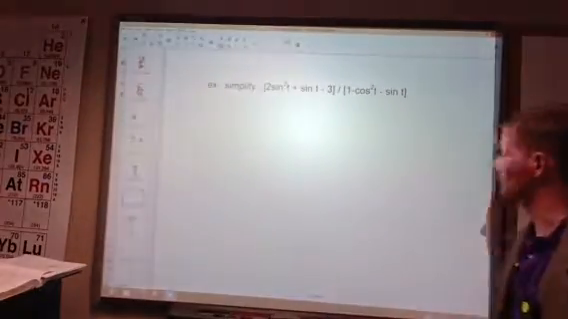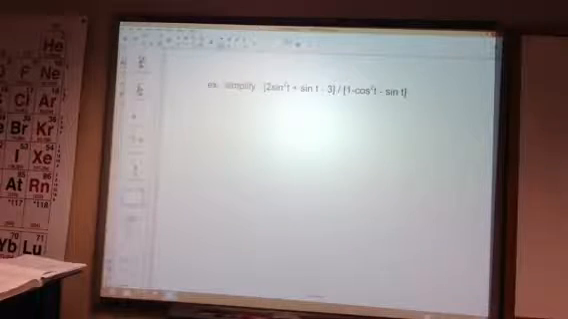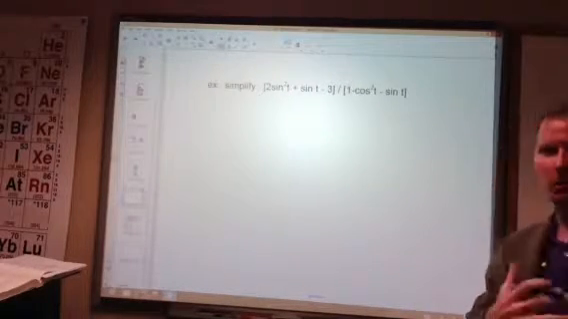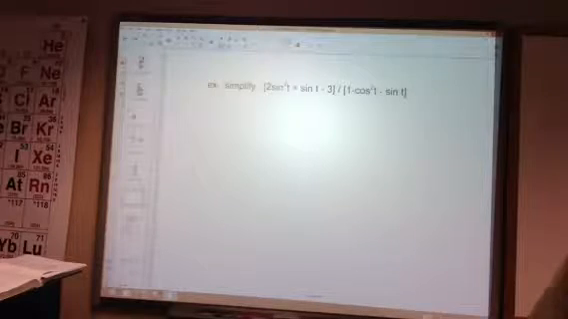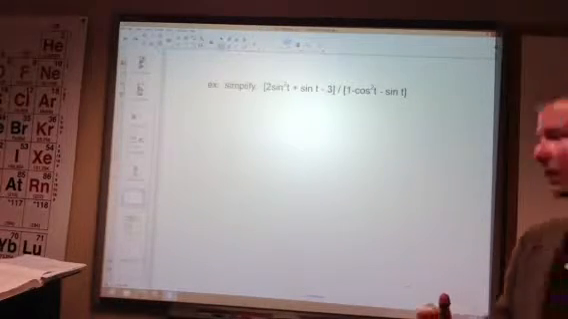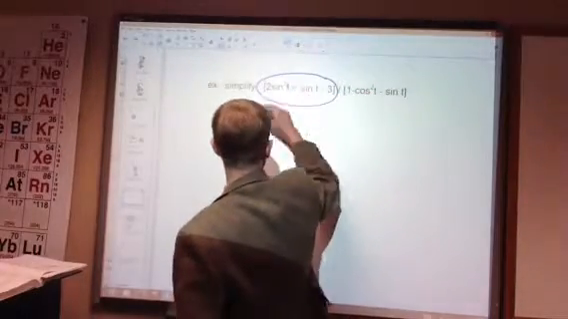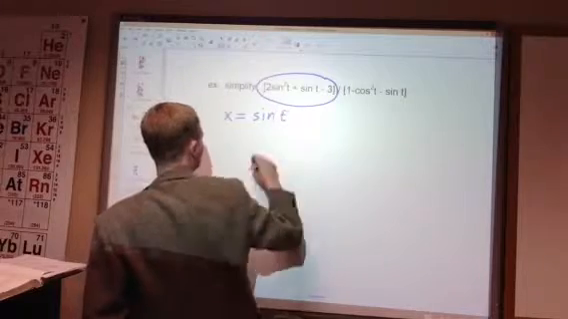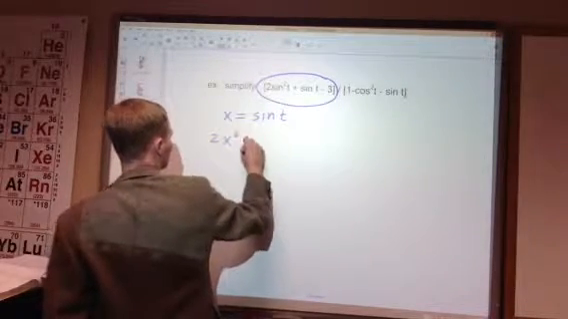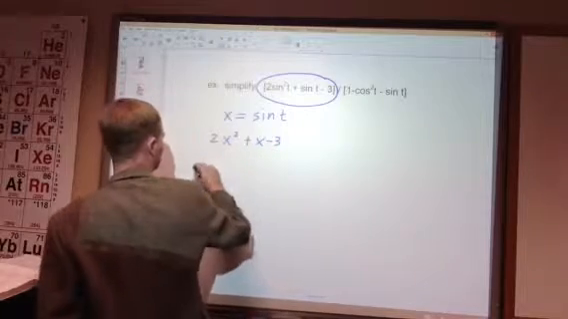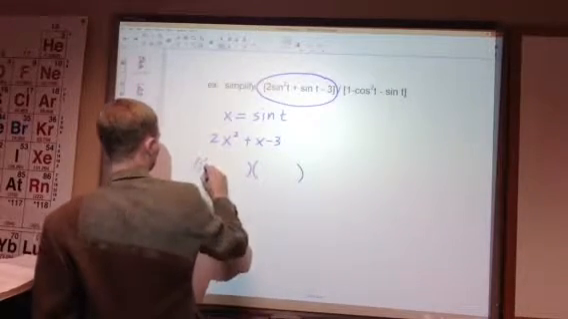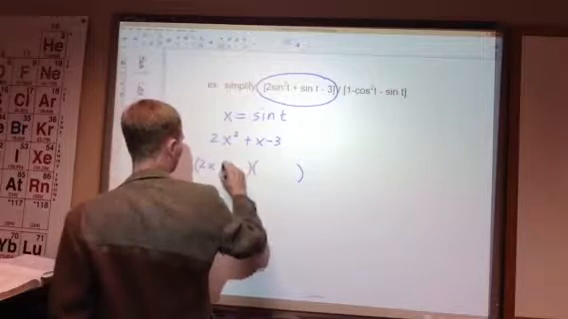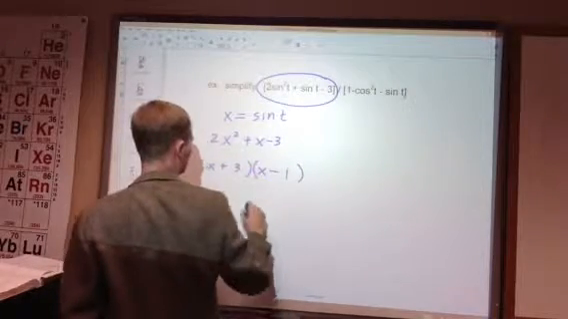All right, let's do one more here. Simplify 2 sine squared t plus sine t minus 3 over 1 minus cosine squared t minus sine t. All right, I'm just going to work this one, and then I'll see if you guys can follow me. So let me work the numerator first, and I'll say that x is equal to sine of t, and so that'll give me 2x squared plus x minus 3, which will factor down to 2x plus 3 and x minus 1.